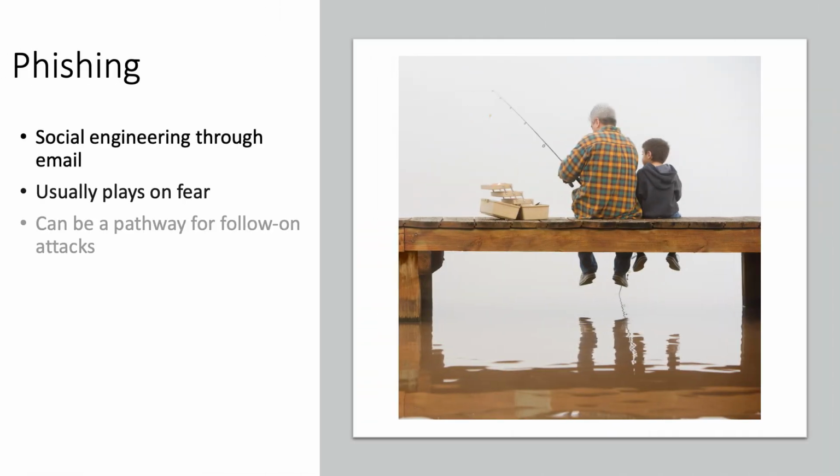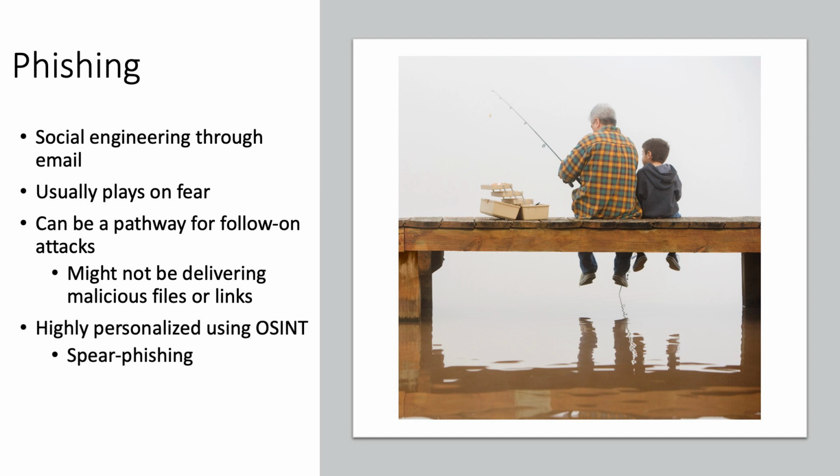So as we look at phishing, again, social engineering through electronic communication, generally speaking through email. And that's usually going to play on fear. That's where a bad guy might send an email that says, click on this or else, follow this link or else, perhaps open an attachment or else. And that could also be a pathway for follow-on attacks, such as looking for information. Perhaps they spend some time online digging through your personal information, doing what's called open source intelligence gathering, or OSINT. And that's going to take it from phishing into spear phishing.